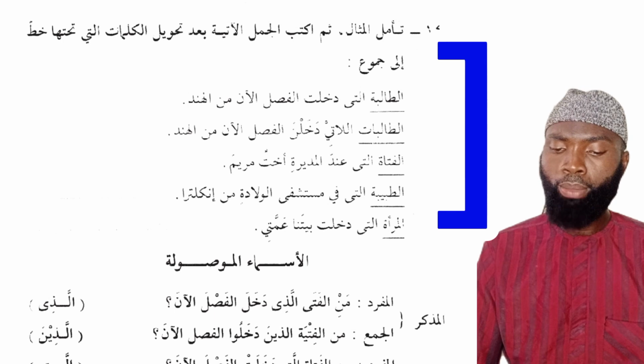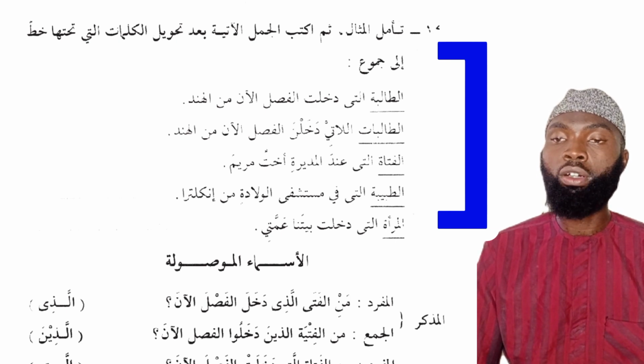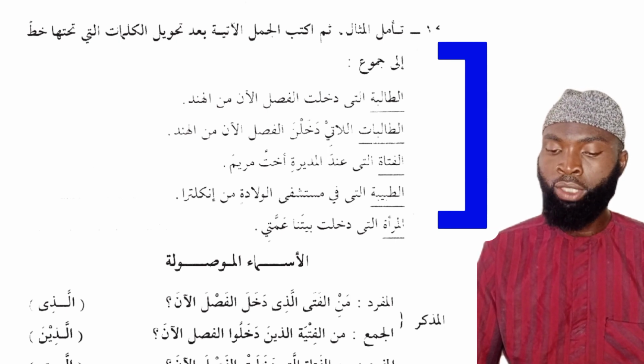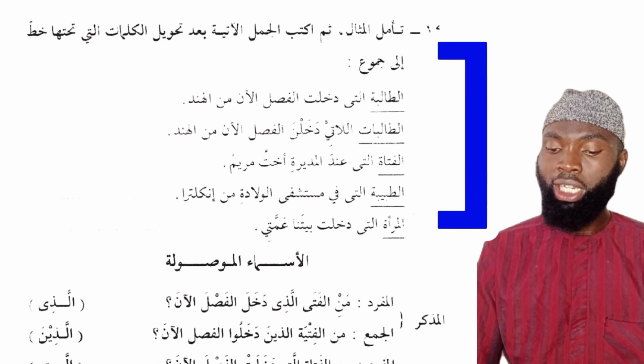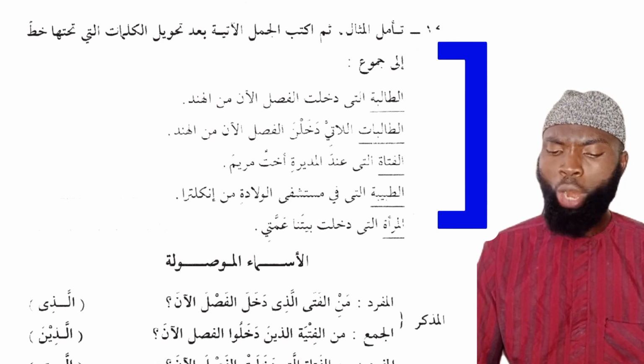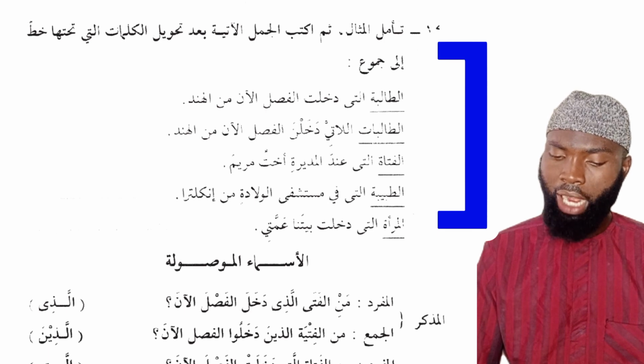Study the following examples ثم اكتب الجمل الآتية. Then rewrite the following sentences بعد تحويل الكلمة التي تحت خط الجموع, after changing the words which have lines under them into their plurals. We have الطالبة التي دخلت الفصل الآن من الهند. The female student who went out of the class now is from India. To be at-talibatul lati, the female students who went out from the class are from India.